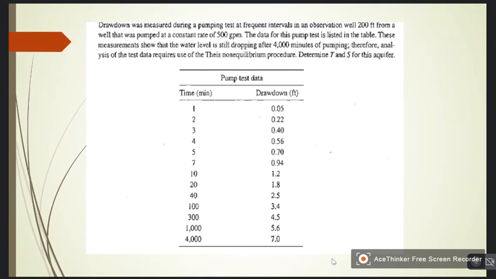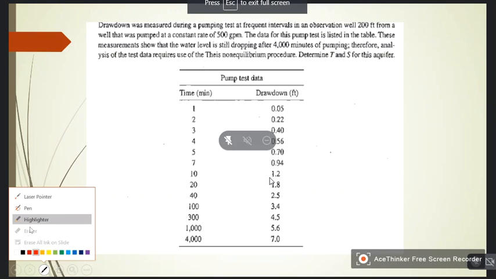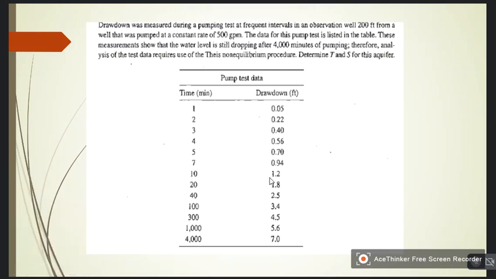So for that, the first point you have to do is prepare a standard one.